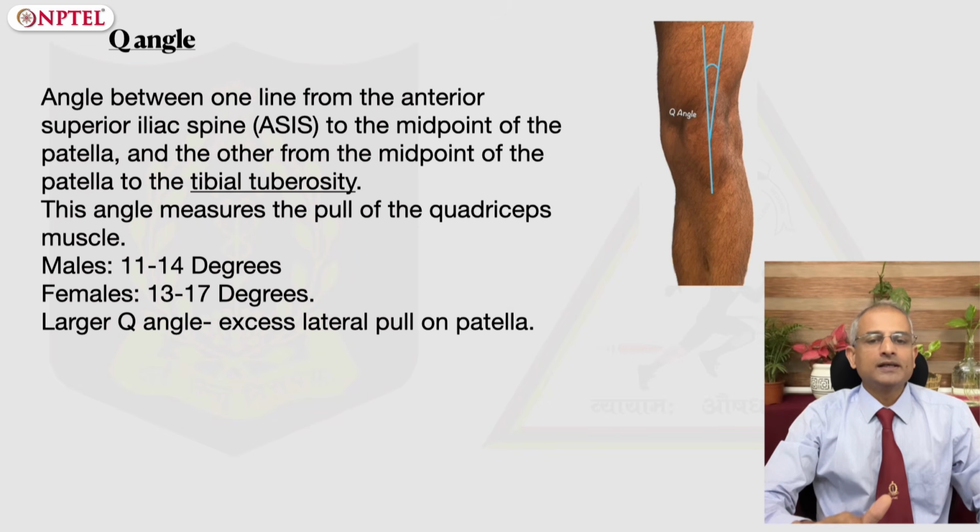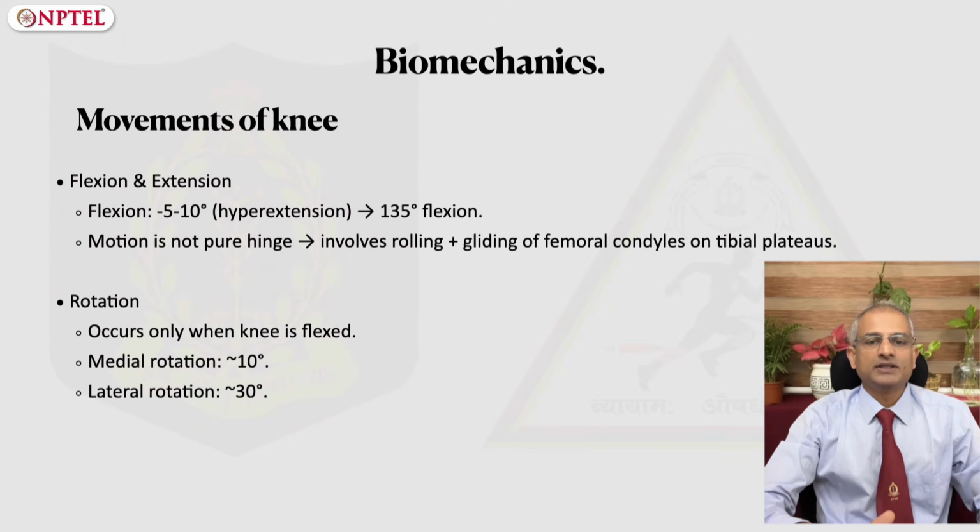The normal Q angle in males is 11 to 14 degrees, and in females it is 13 to 17 degrees. It is generally more in females because of the wider pelvis. Larger Q angles result in excessive lateral pull on the patella, and this can lead to patellar maltracking. With this background of anatomy, now let us look at the biomechanics of the knee.